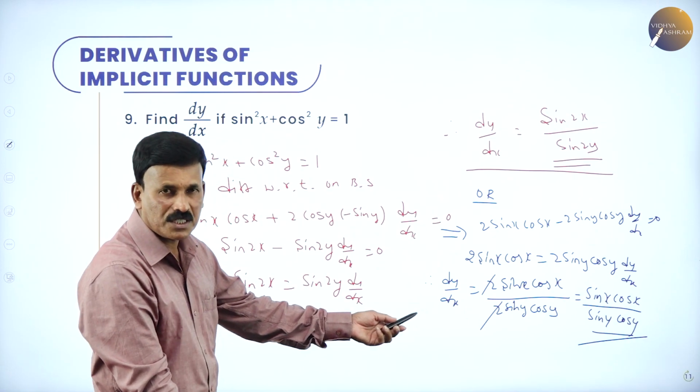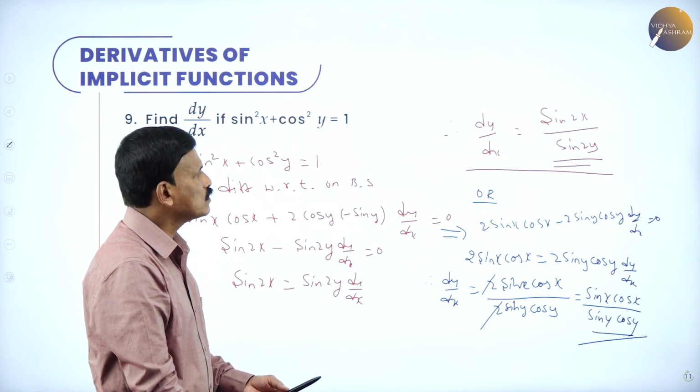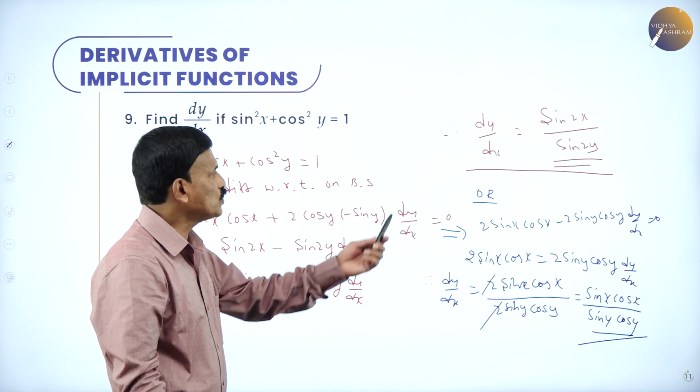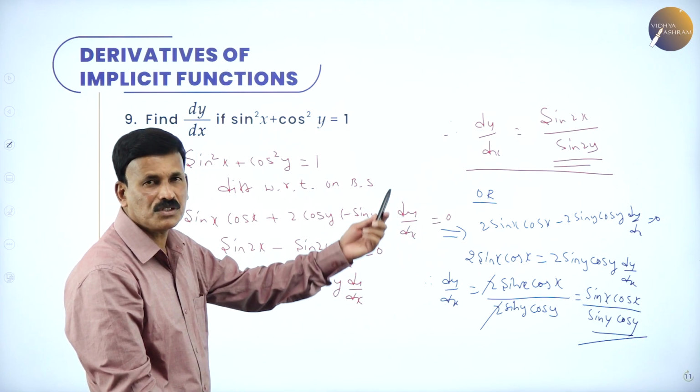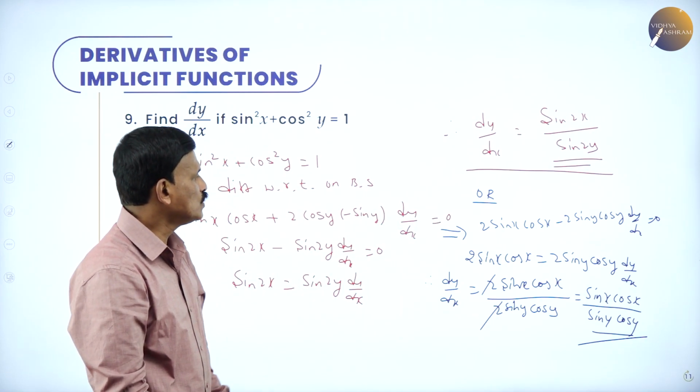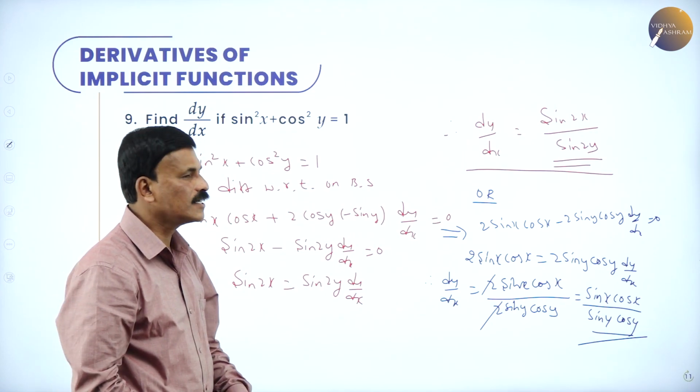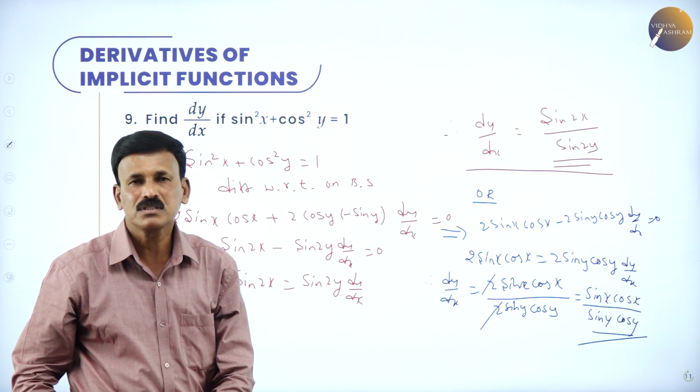You can write this or that. Sin 2x divided by sin 2y is nothing but 2 sin x cos x over 2 sin y cos y, and the 2 gets cancelled. You will get the same step: sin x cos x divided by sin y cos y. This is the answer.